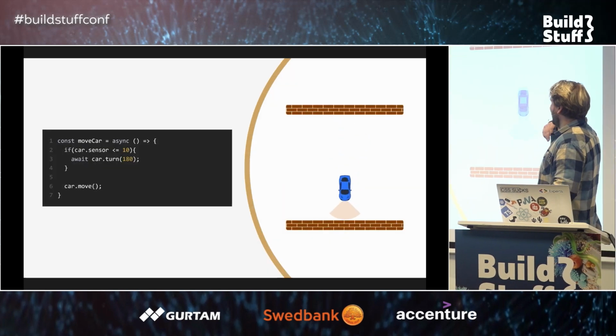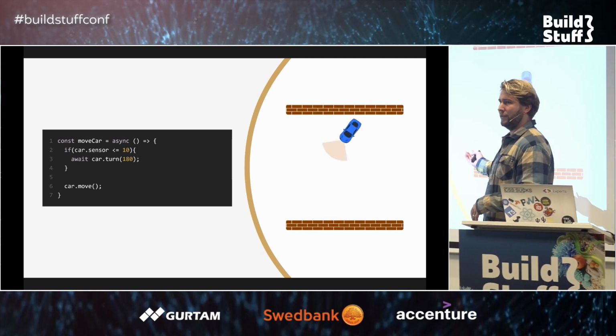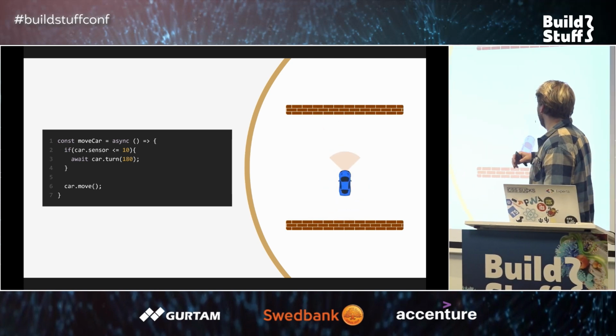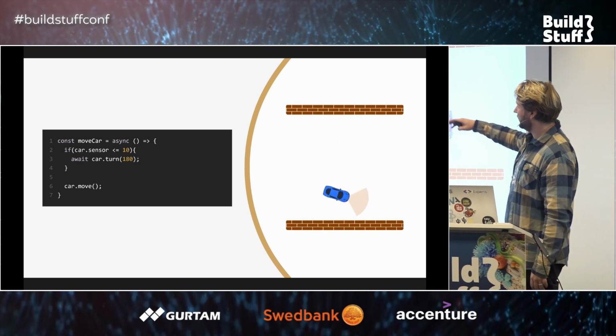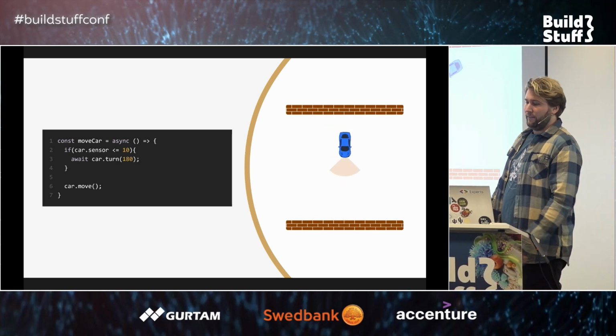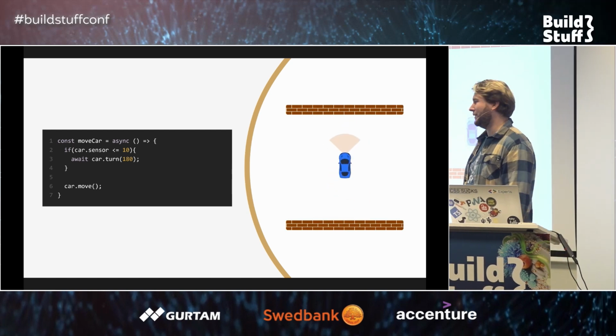Let's have a look at this very simple example. We have a car, and we want to add some self-driving capability to that car. So we have a sensor. Whenever the sensor reaches a certain threshold, we will just turn 180 degrees and we have our self-driving car. But it's not very intelligent, right?